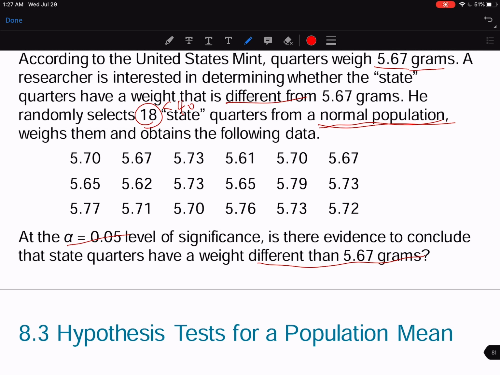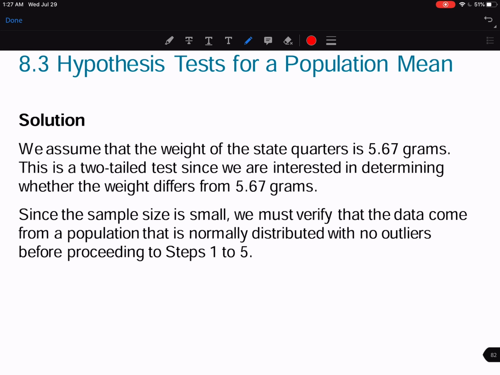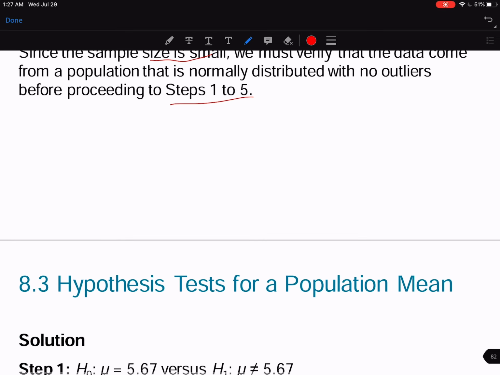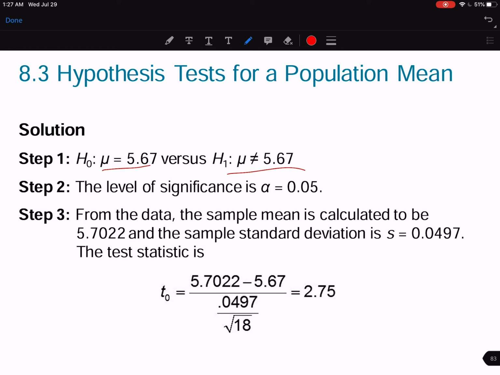First of all, we're doing a two-tailed test, and let's take a look at what it's saying here. Since the sample size is small, we must verify the data come from a population that is normally distributed with no outliers before proceeding to steps 1 through 5. We know that it's coming from a normally distributed population, so we just follow the regular steps. Step 1, the null and alternative: mu is equal to 5.67, and since it's a two-tailed test, we have mu is not equal to 5.67 in the alternative.